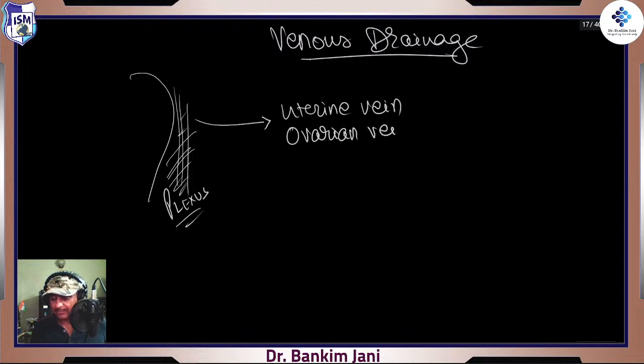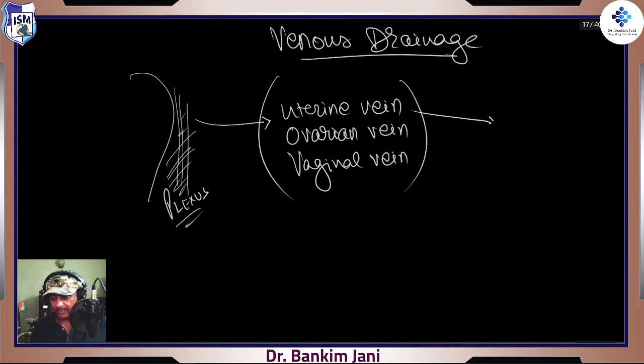Because arteries, they were anastomosing, but same uterine and ovarian veins, they also do that, right? And the vaginal veins. They form that plexus and it finally drains into the internal iliac veins.